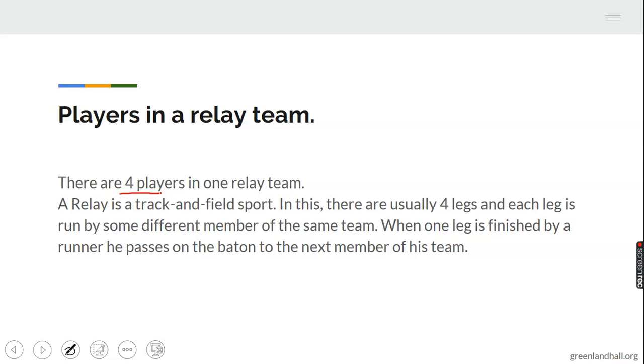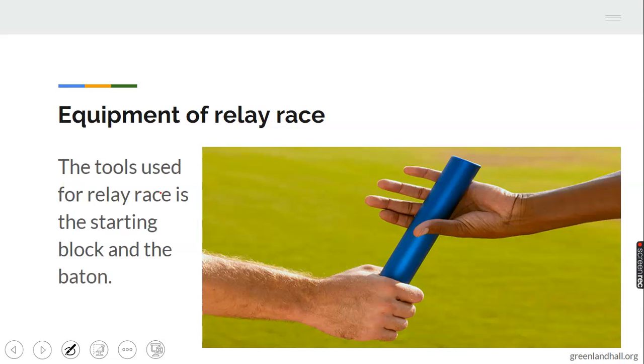Now, a relay is a track and field sport. In these, there are usually 4 legs, and each leg is run by a different member of the same team. That is, different people, but they are in the same team. Now, when one leg is finished by a runner, he passes on the baton to the next member of his team. The second person runs his own course and passes it to the third person. The third person runs his or her own course and passes the baton to the fourth person. Then the fourth person will finish up the race.